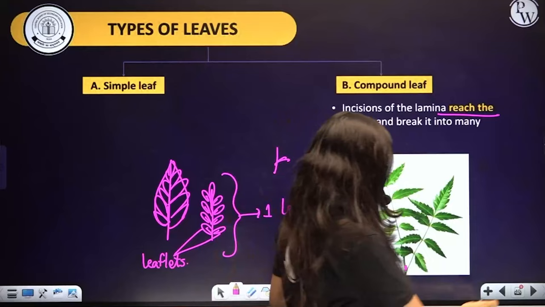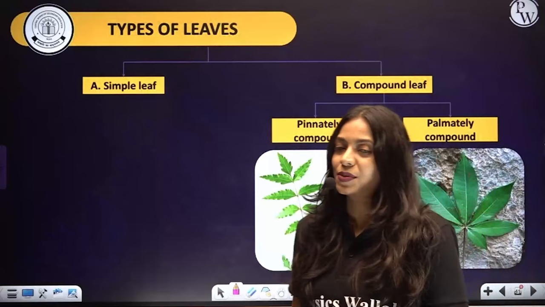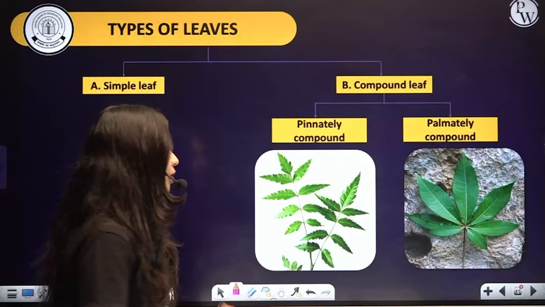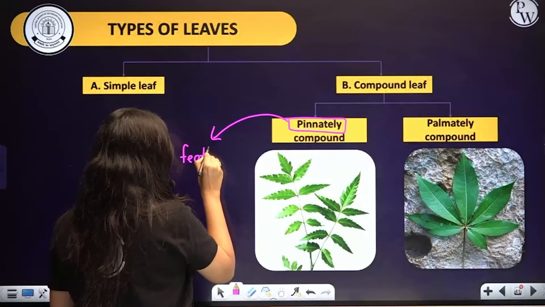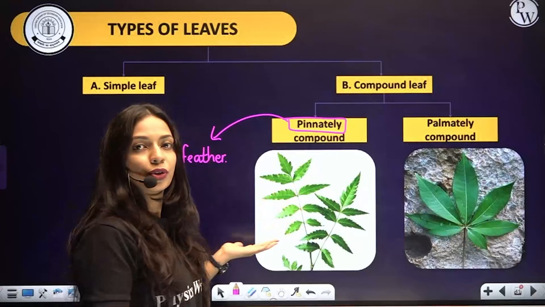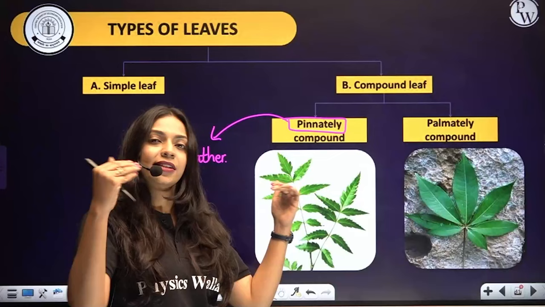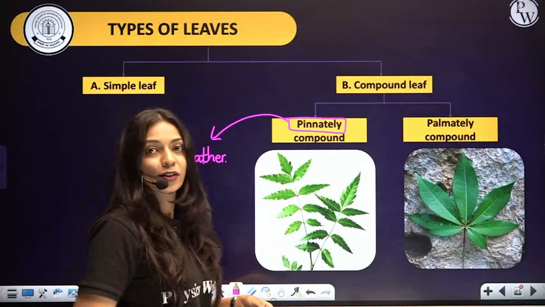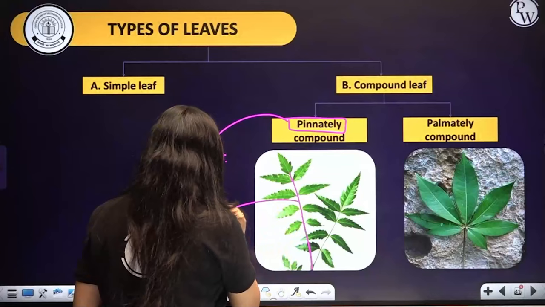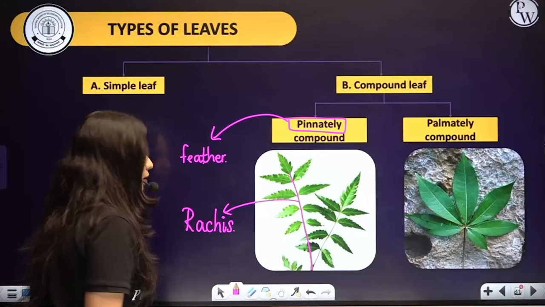Now, in compound leaf, you have two different types. One is called pinnately compound and the other one is called palmately compound. Now, pinna means feather. So, what happens in a pinnately compound leaf is just like I told you in the example of neem, the entire lamina is broken into leaflets and these leaves have the appearance of feathers. That is why it is called pinnately compound leaf. Over here, this stalk is called the rachis, R-A-C-H-I-S.